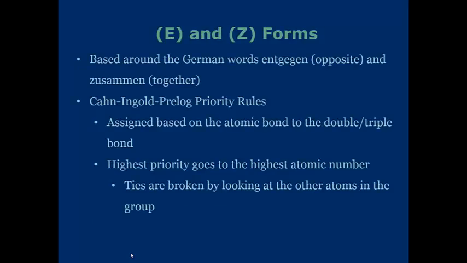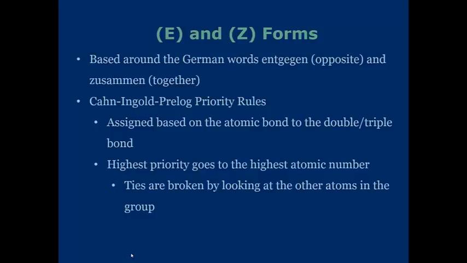Starting off with the EZ form. This is based around the German words entgegen, opposite, and zusammen, together. And how you arrange them is based on the Cahn-Ingold-Prelog priority rules. This simply states that you assign based on the atomic bond to the double or triple bond. The highest priority goes to the highest atomic number, and ties are broken by looking at other atoms in the group.